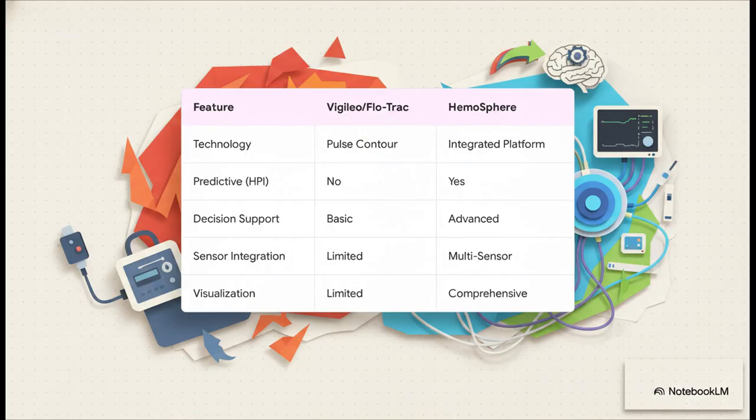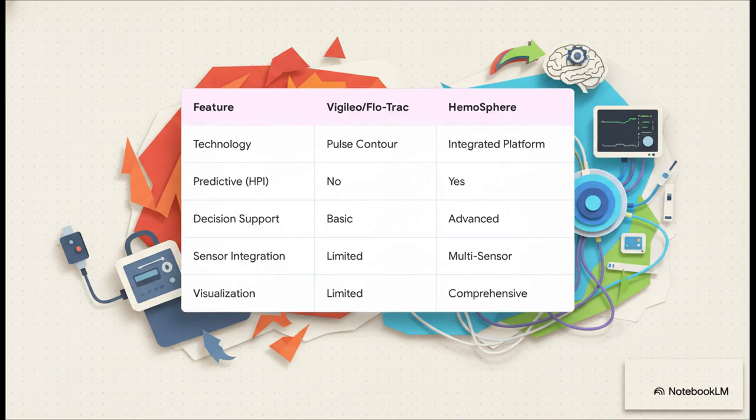And this table really lays out that evolution in black and white. You see, where Vigilance relied on uncalibrated pulse contour analysis, HemoSphere is a true multimodal platform. But the biggest difference maker is right there in the second row, predictive analytics. HPI simply did not exist on the older system. This creates a huge difference in decision support. Vigilance just shows you the numbers. HemoSphere gives you advanced guidance through that HPI secondary screen we'll talk about.